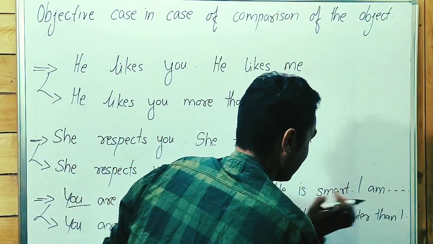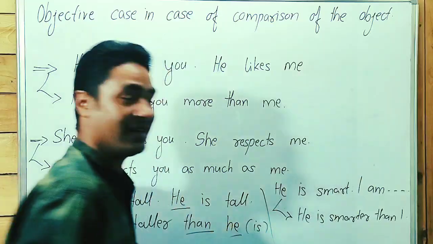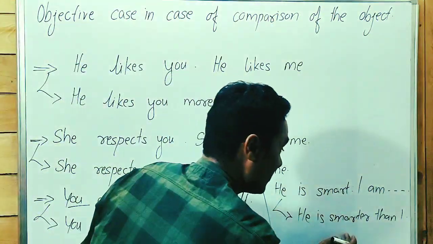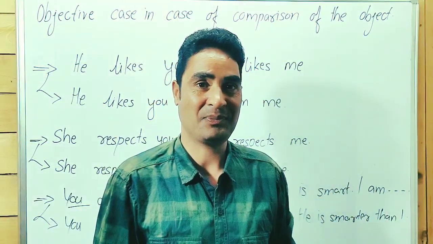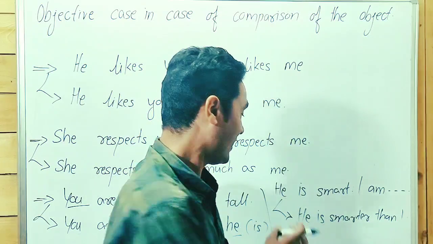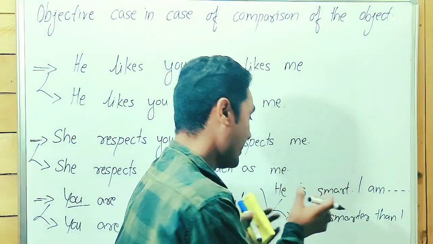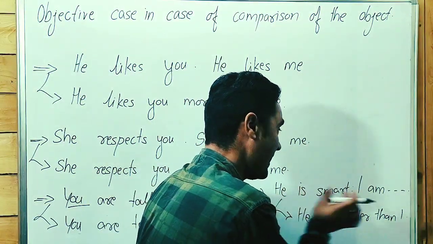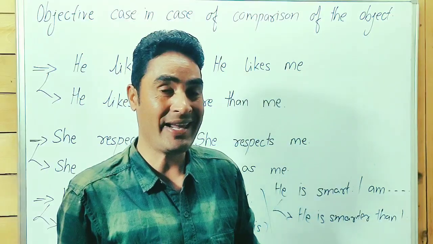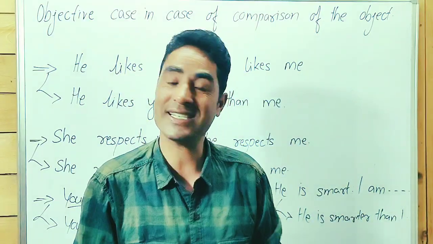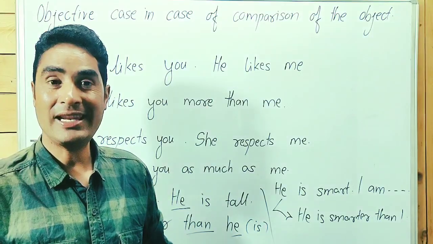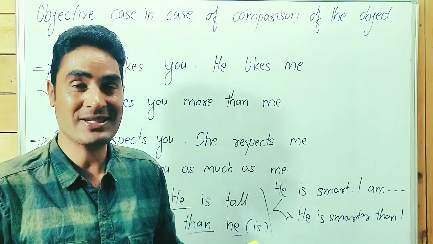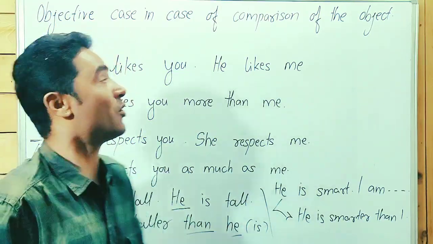Similarly, he is smarter, I am smarter. Can we write: he is smarter than I? Subjective case. We are comparing here two subjects, he and I. We are comparing subject to subject. In this case, we write the subjective case. Similarly, when we compare two objects, we write the objective case of the pronoun.